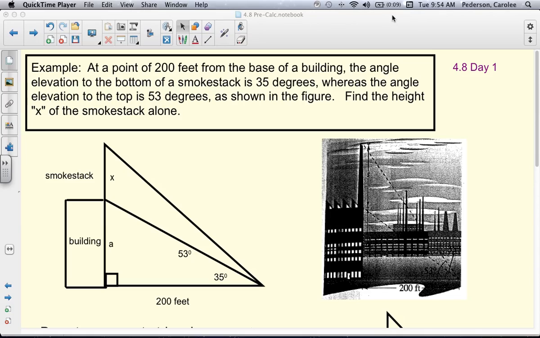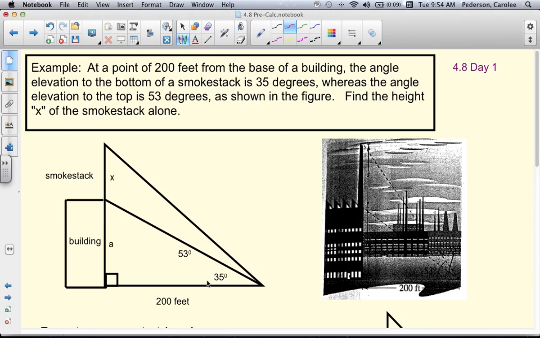So this first one is 35 degrees. And then the next one is 53 degrees, now including the smokestack. Here's the bottom of the smokestack, here's the top of the smokestack. And what we want to do is find out what is the height of this smokestack. But we don't know what the height of the building is either. So this is a multi-step problem.